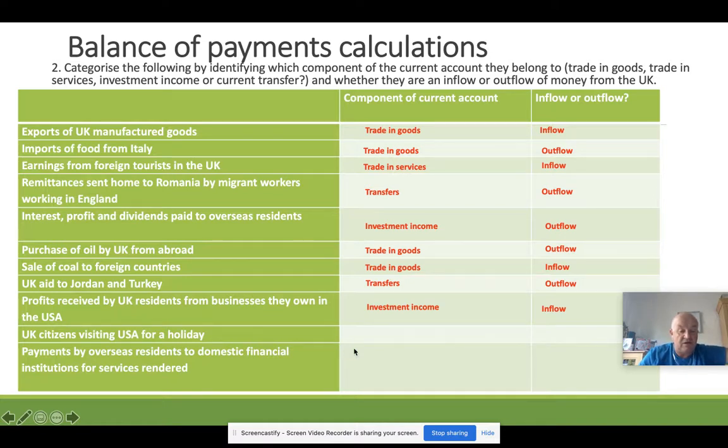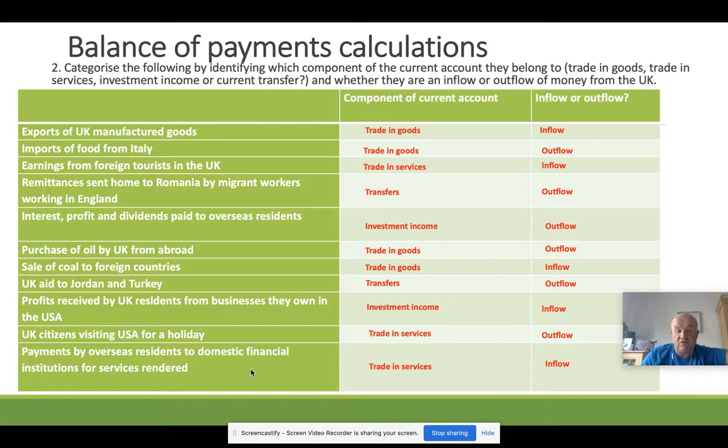How about UK citizens visiting the USA for a holiday? Well, that's going to be a trade in what? Services, isn't it? And in that instance, that's also going to be an outflow because we're spending our hard-earned pounds, converting them to dollars and spending them in the USA. So that's clearly going to be an outflow from the balance of payments. And then finally, last but not least, payments by overseas residents to domestic financial institutions for services rendered. In that instance, that would be a trade in services, and that actually would be an inflow because the overseas residents are using domestic financial institutions, domestic being those that are based in the UK.